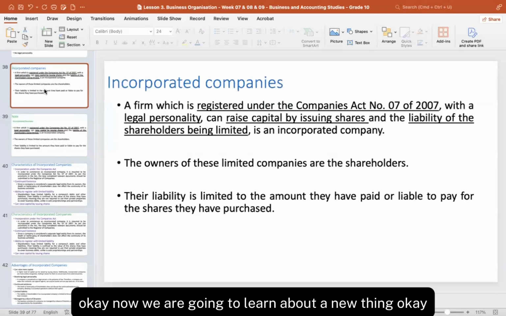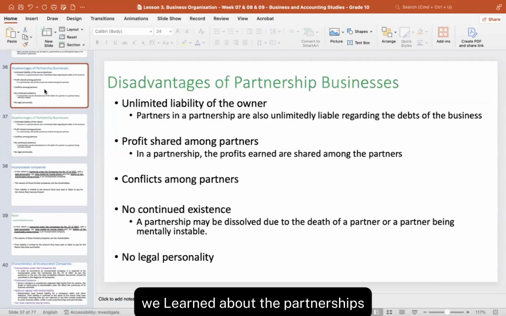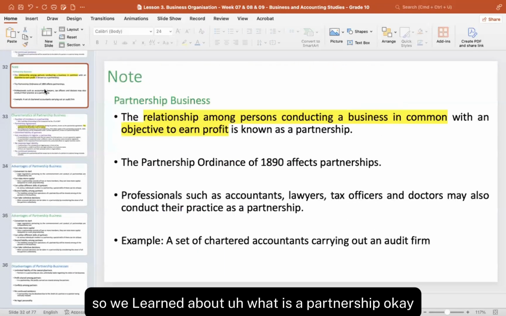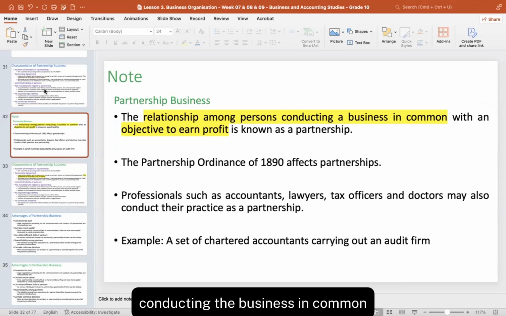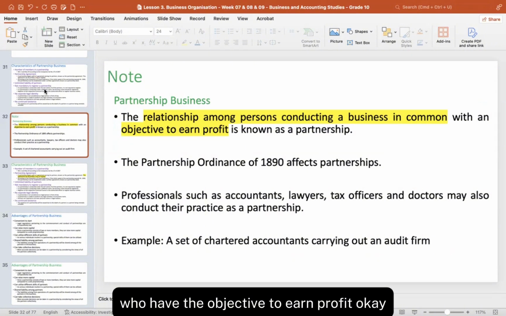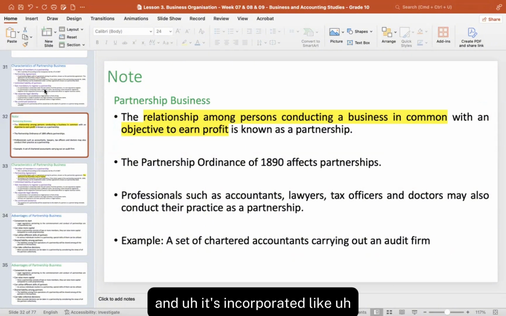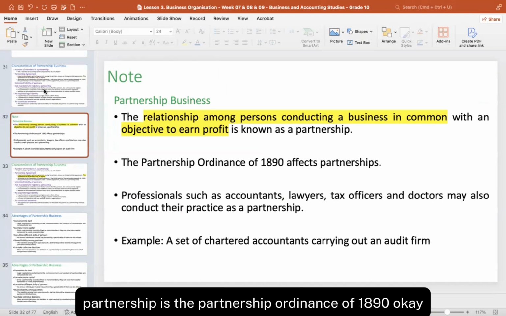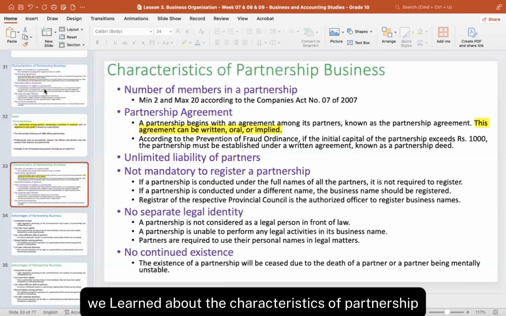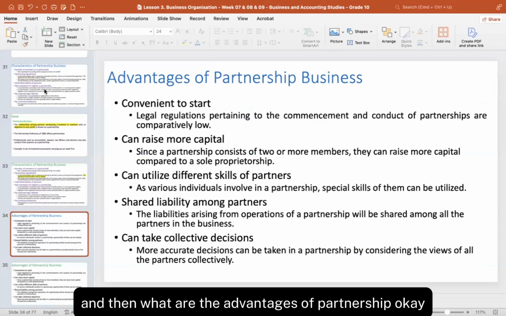Okay, now we are going to learn about a new thing. We learned about the partnerships. So we learned about what is a partnership. Partnership is a relationship among persons conducting the business in common who have the objective to earn profits. And the legal regulation that governs partnership is the Partnership Ordinance of 1890. Okay, and then we learned about the characteristics of partnership, and then what are the advantages of partnership.